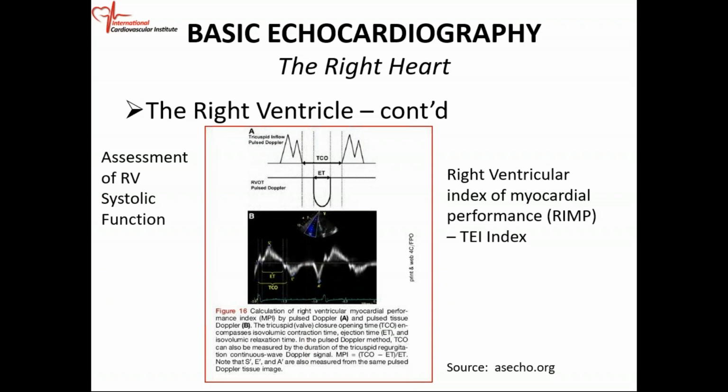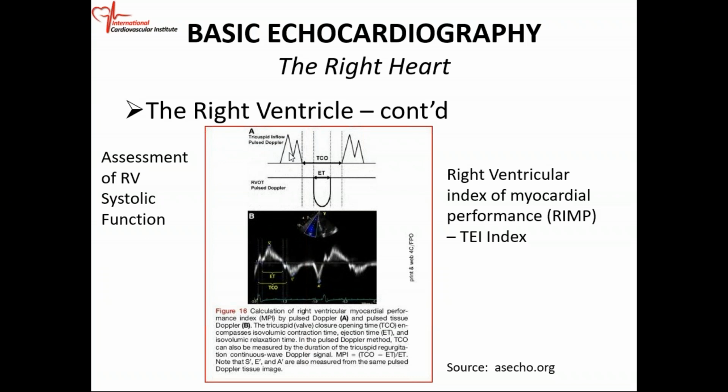It's a little bit easier if you do your RV inflow and the right ventricular outflow tract Doppler separately. So basically, what we're doing is you put your cursor across the tricuspid valve and you get a tricuspid inflow.